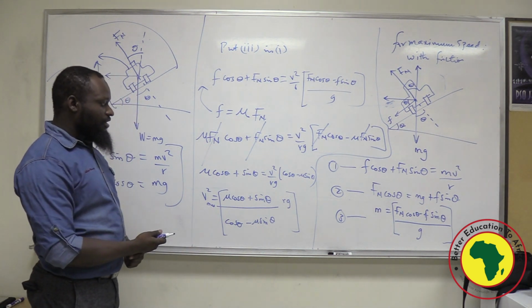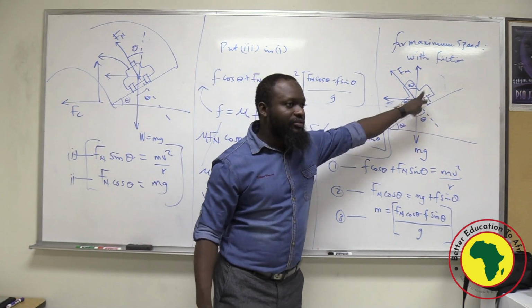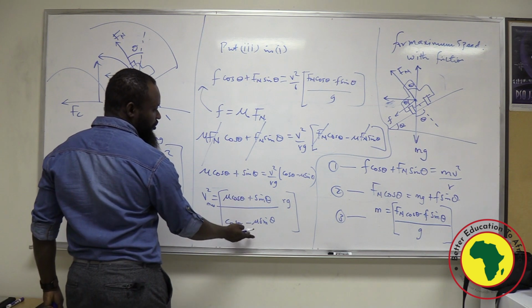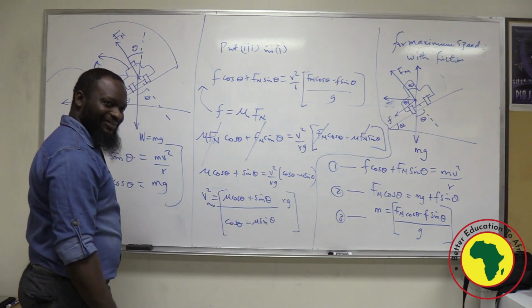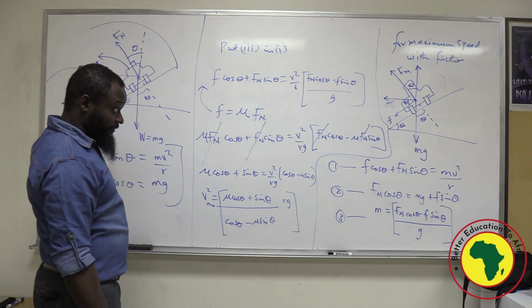Is that okay? If I want to get the minimum speed, I change the direction of the friction to that side. I solve everything. I'll get the exact same thing with the signs changed. Minus up, plus down. I can leave that as an exercise for you to try.